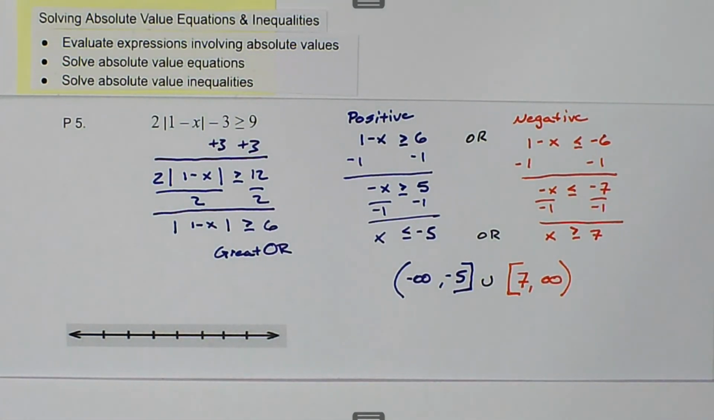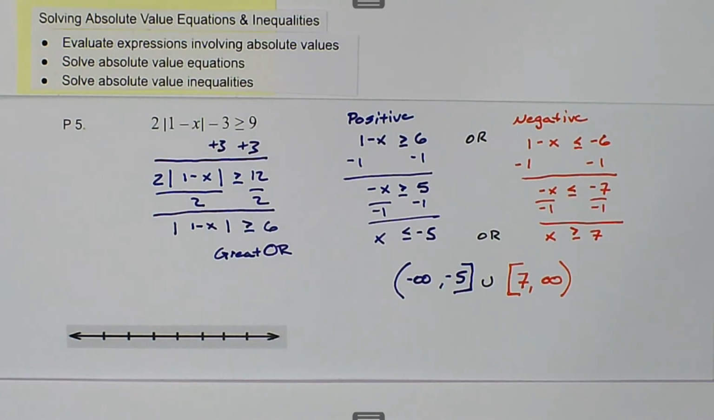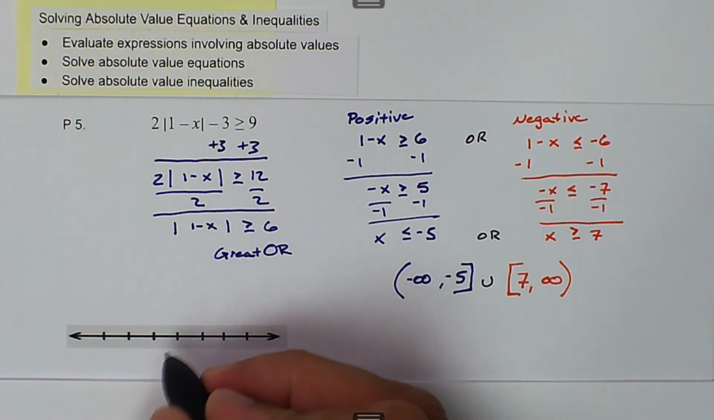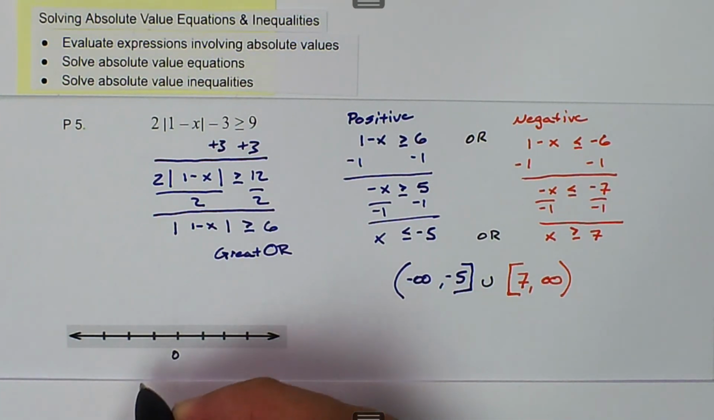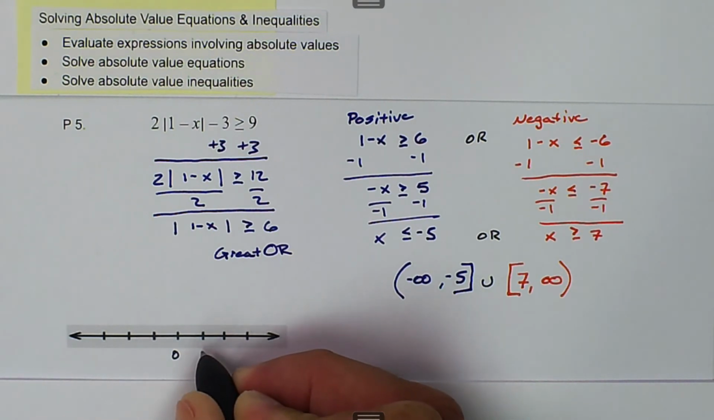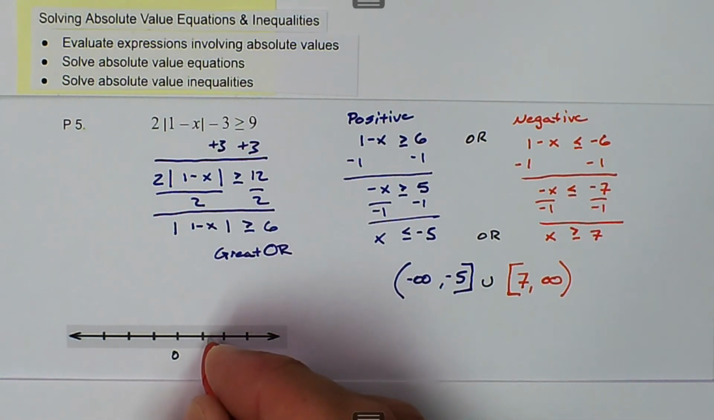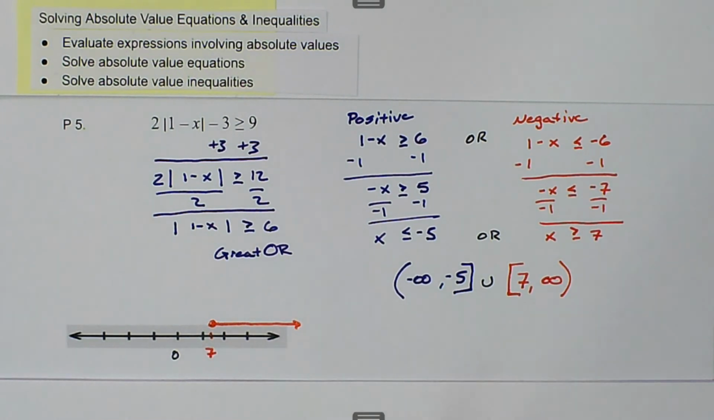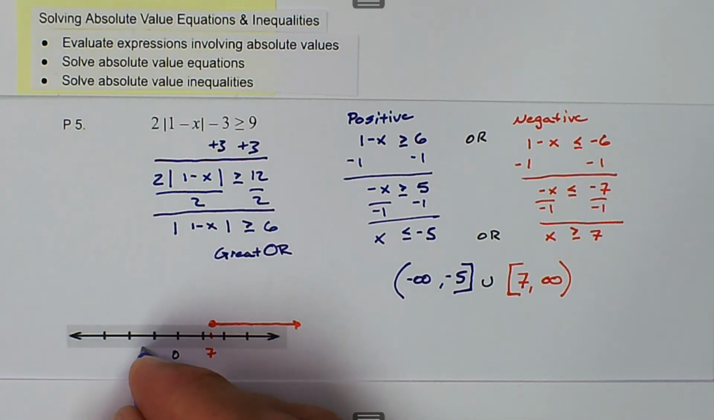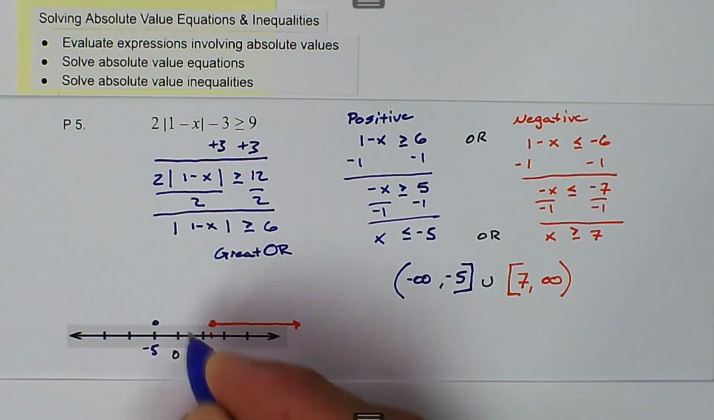And the last thing, we have to graph it. We probably have to count by 5s in order to get both of these in. So if this is 0 right here, then that's negative 5, and then that's 7. 7 would be right here, and we have a closed dot at 7. It's greater than, so we're going to the right. And then negative 5 would be right here. And we have a closed dot, and that's going to the left.